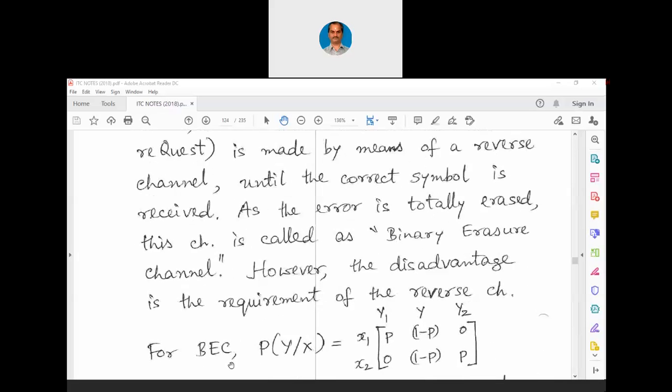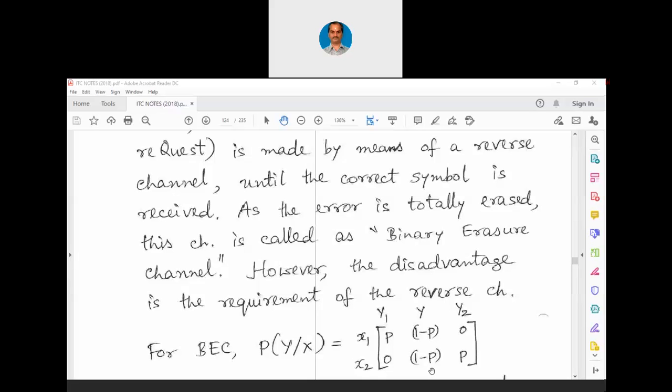Now this was the noise matrix or the channel matrix which we had written yesterday. y1 is received when x1 is transmitted, that is p. Similarly, y2 is received when x2 is transmitted, that is p. Otherwise, whenever there is an error, y is received, so that is 1 minus p and 1 minus p. This is the noise matrix now.